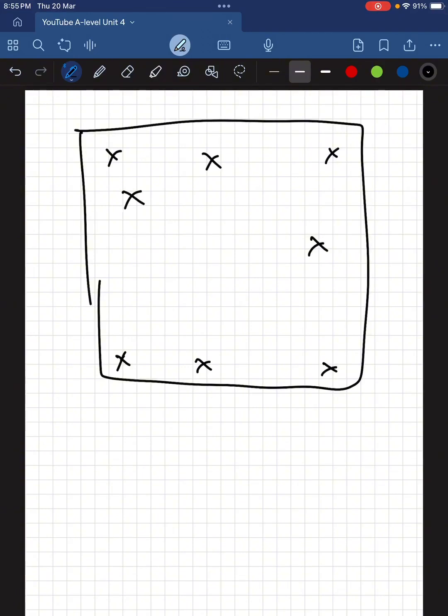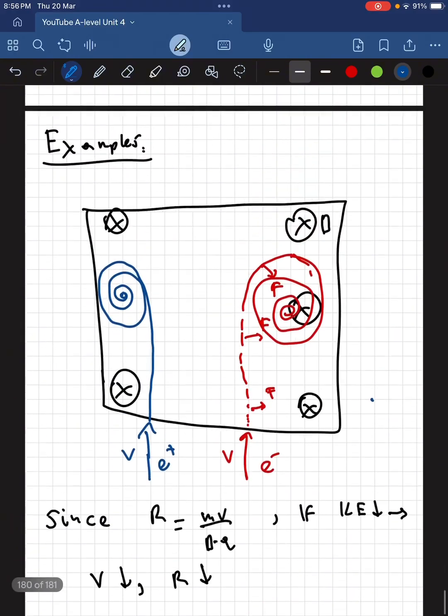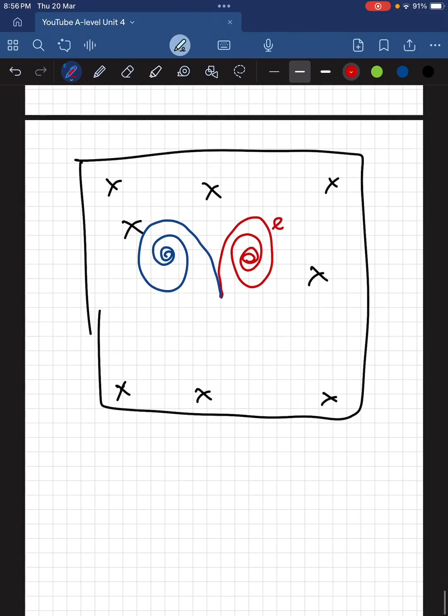Okay, and then spontaneously out of nowhere we have this situation. So we have a point here and we get a spiral like that. Okay, and another spiral like that. Notice that I'm using the same colors as here, hinting towards the idea that this is an electron and this is a positron. And how did this happen?